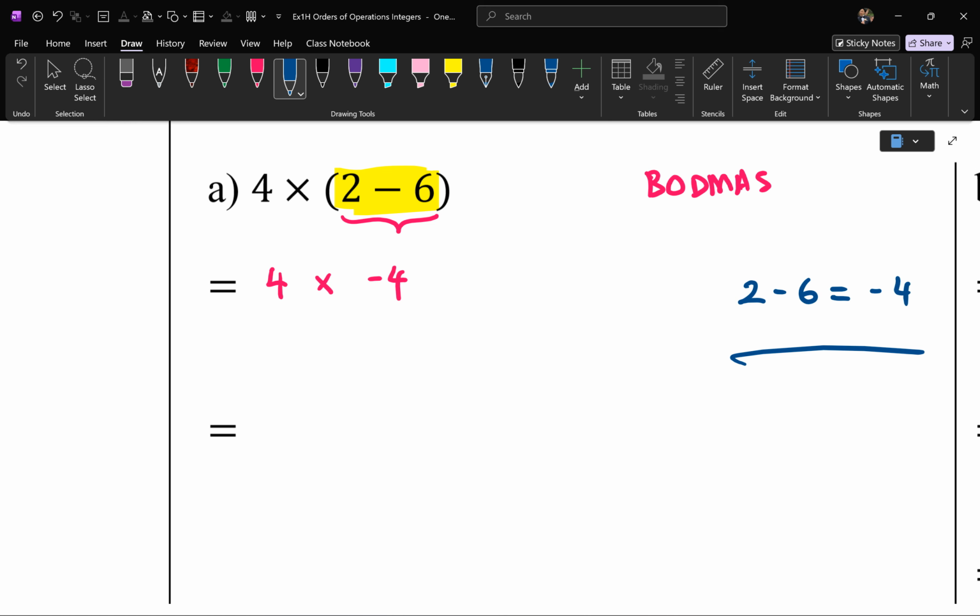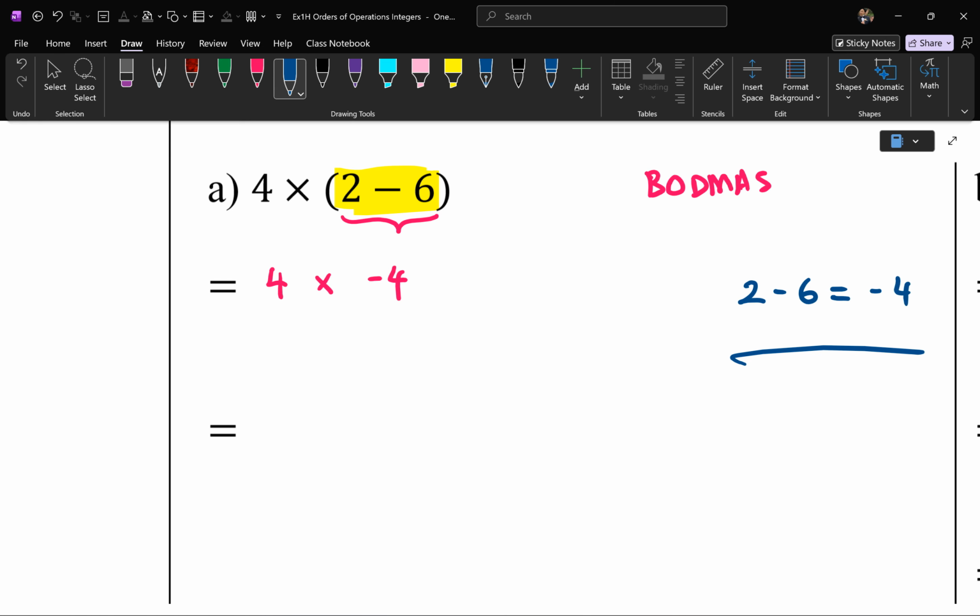it separate from this. Don't write here 2 minus 6 equals and then follow on again, because that's confusing for people. Each line must make sense. So this line should be equivalent to that line as well. Yeah? So now the brackets are gone, I look for the next one.